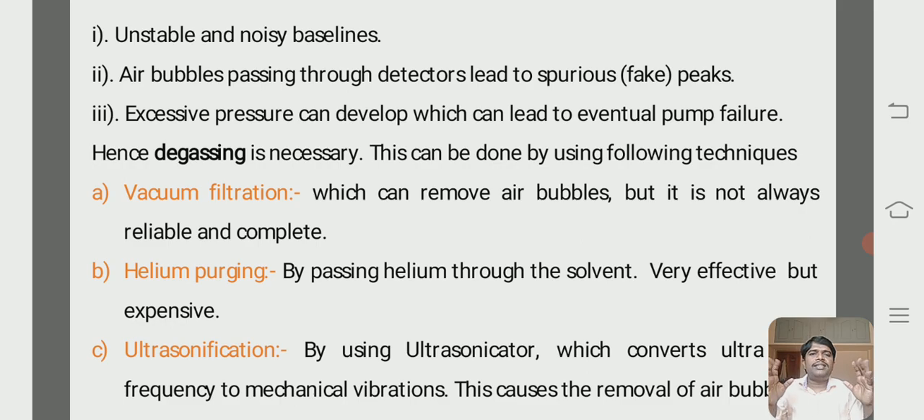So for that reason we have to degas. Degassing is necessary. This can be done using the following techniques. First one, vacuum filtration. In vacuum filtration, it can remove air bubbles, but it is not always reliable and complete.